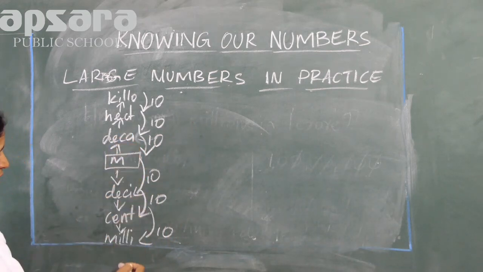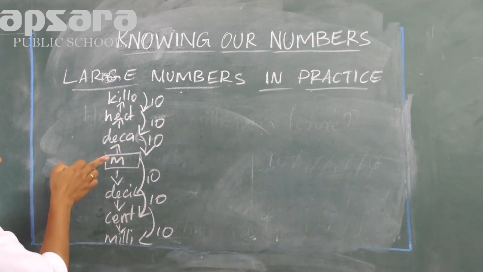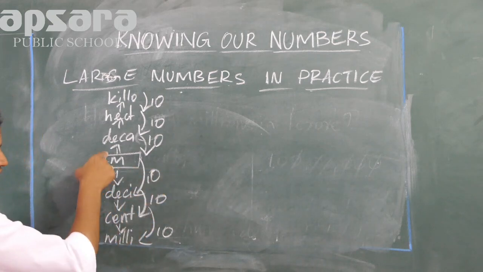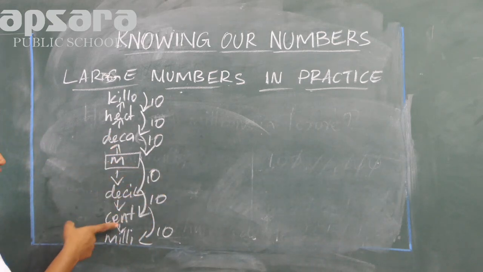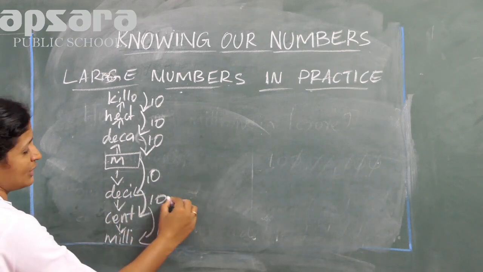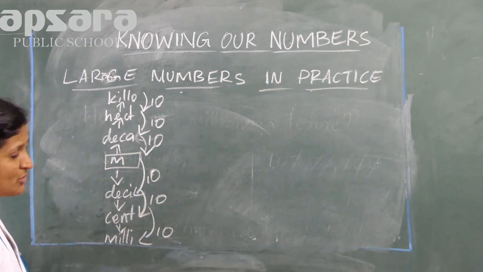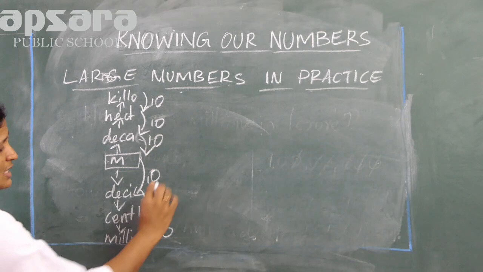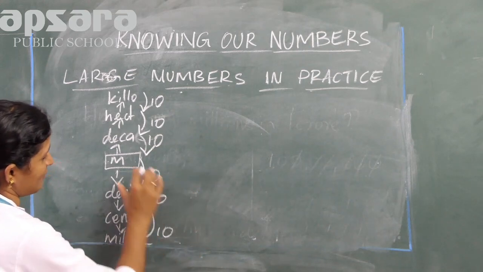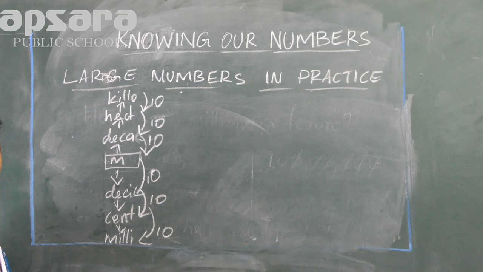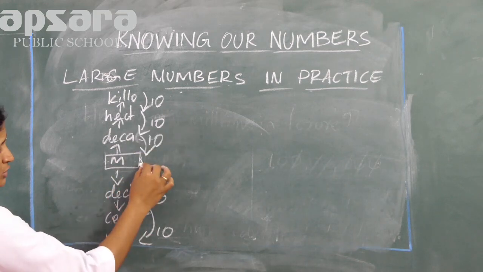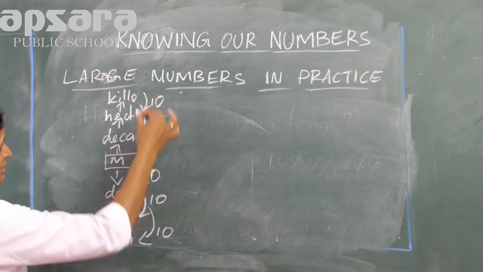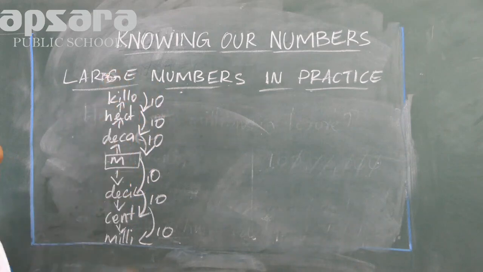Okay, now look at the lower units. Meter to decimeter. 1 meter is equal to how many decimeters? 10 decimeters. Meter to centimeter. 1 meter is equal to how many centimeters? 10 into 10, 100 centimeters. Meter to millimeter. 1 meter is equal to how many millimeters? 10 into 10 into 10, 1000 millimeters. Clear? For decameter, hectometer and kilometer to meter, multiply by 10 for each step.